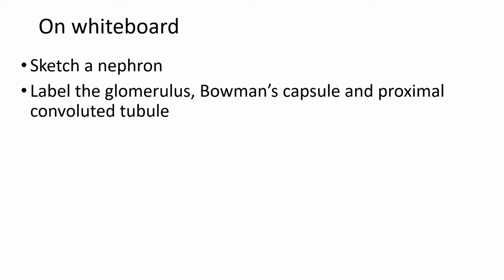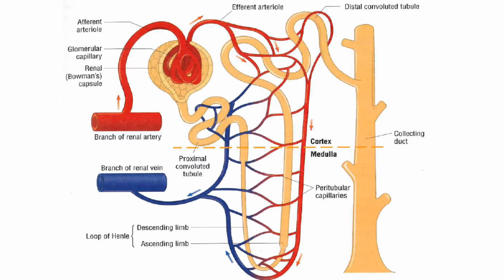You can have a go at doing that if you want to. You can always check back further in your book to see if you've got that right. You should be able to draw a nephron, and you should be able to label all of it. Right, so again, if you want to see if you've managed to do that correctly, then you can have a look.